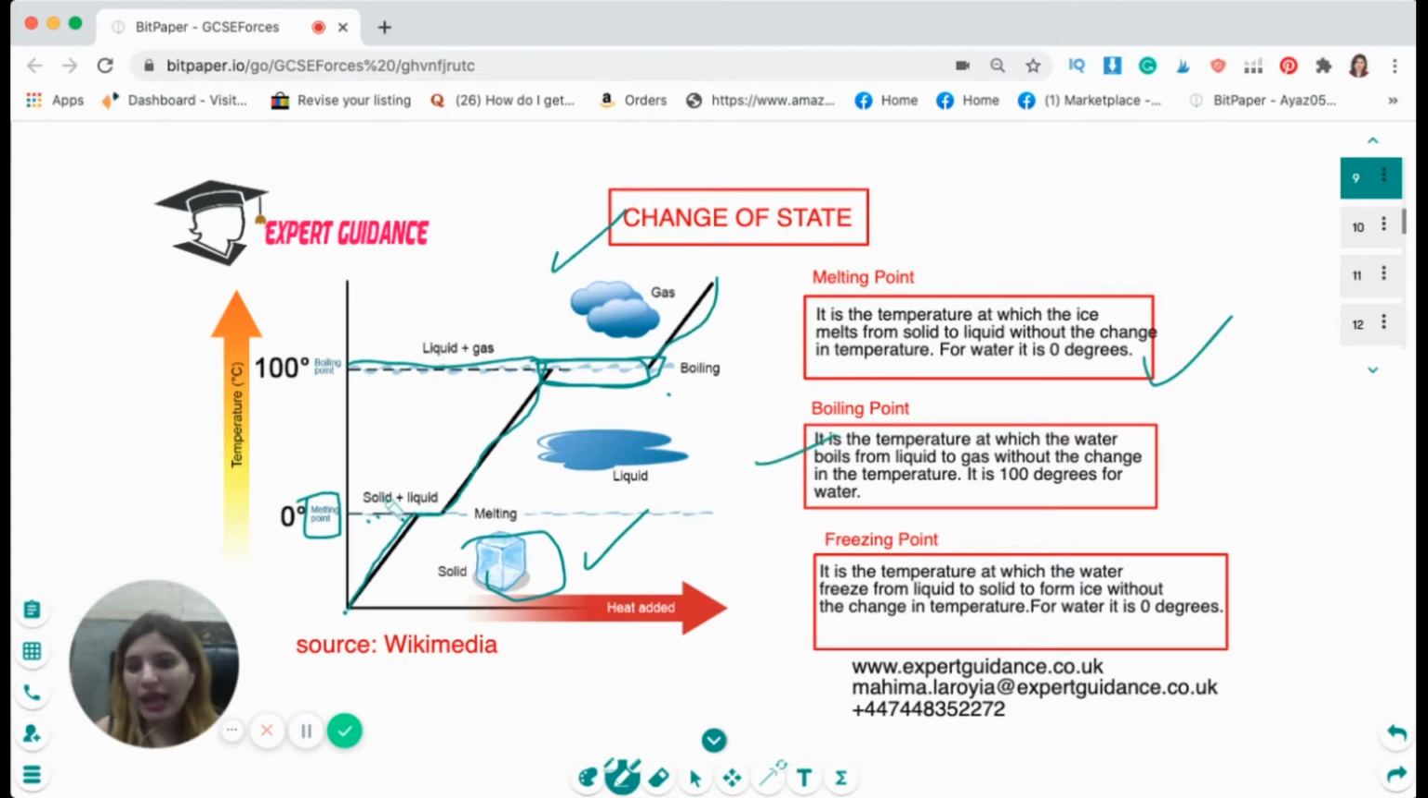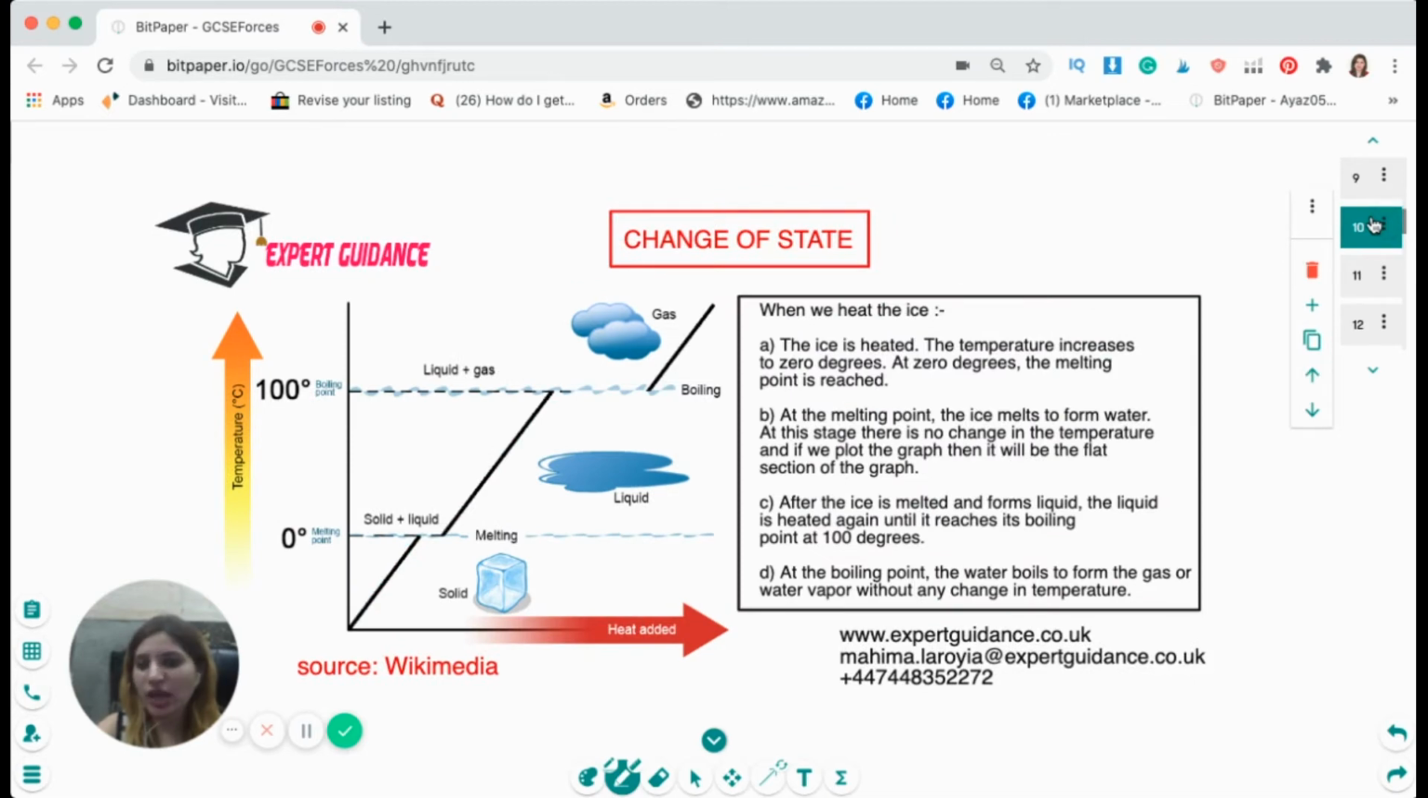Okay? And you have a freezing point. A freezing point is the temperature at which the water freezes from liquid to a solid to form ice without the change in temperature. And for water, it is 0 degrees. Okay, so I hope this curve and change of state concept is clear to you.